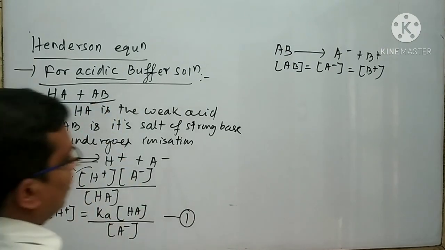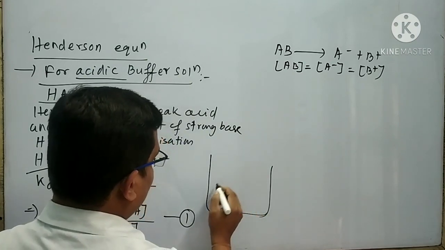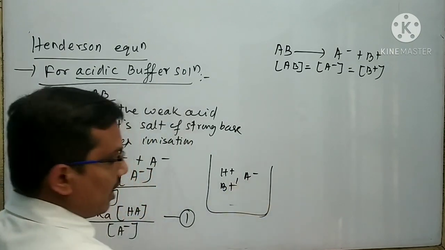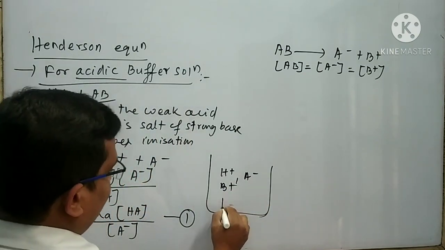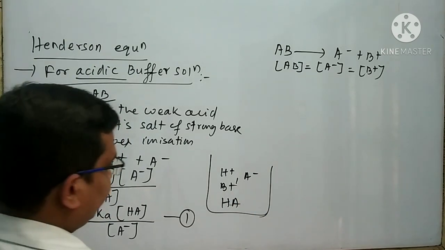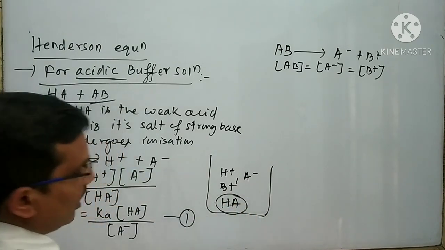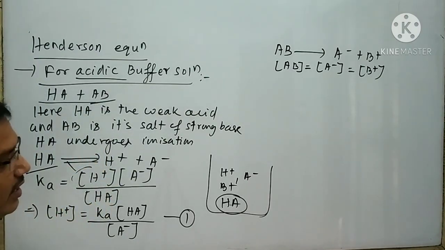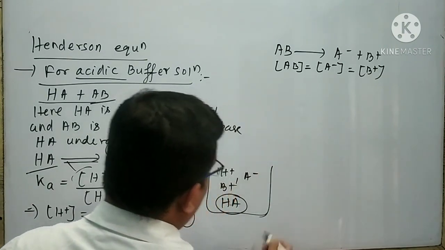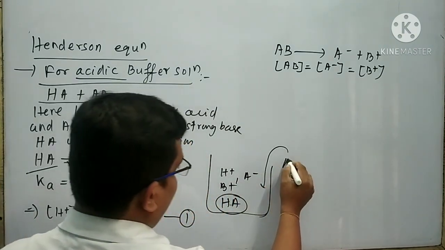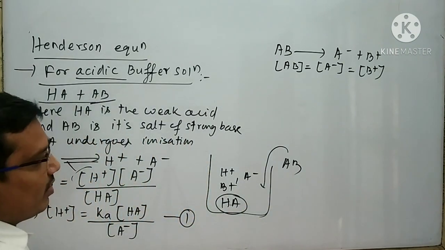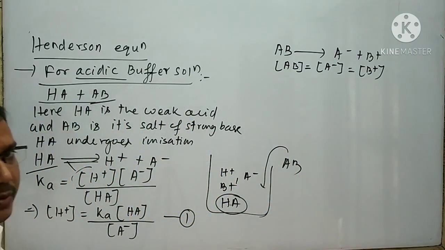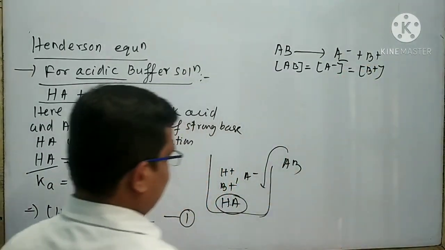Suppose we take this acidic buffer solution in a beaker. Here the H plus ion, A minus ion, B plus and some undissociated HA are present. Here HA is the weak acid, it does not undergo complete dissociation. On the other hand, if I think about the salt AB, when I add the salt AB to the weak acid HA, then what will happen?